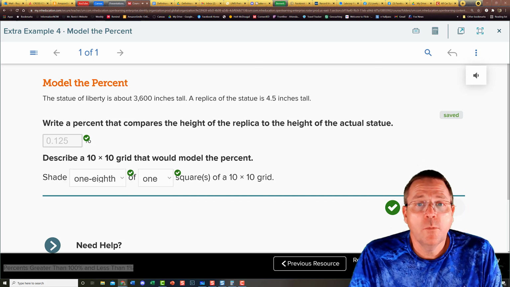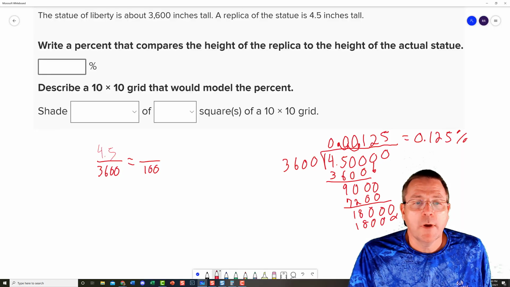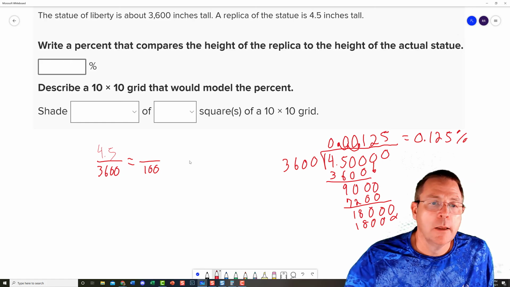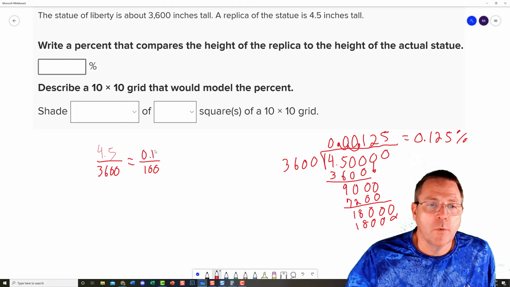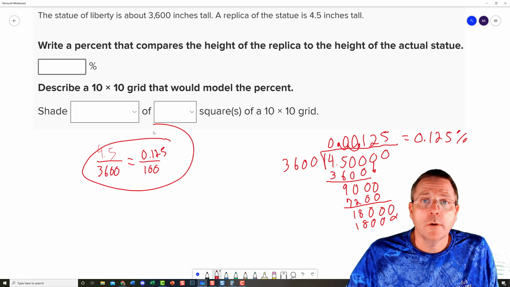Make sure on your homework you're giving me good quality supporting work. You can't just fill in the blanks and not give me something that looks kind of like the work I was doing here, which I should have also added in, 0.125 right there. Good luck, work hard, see you tomorrow.